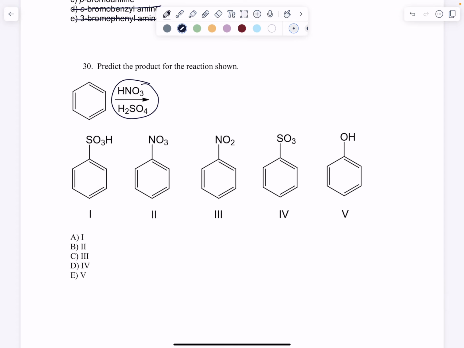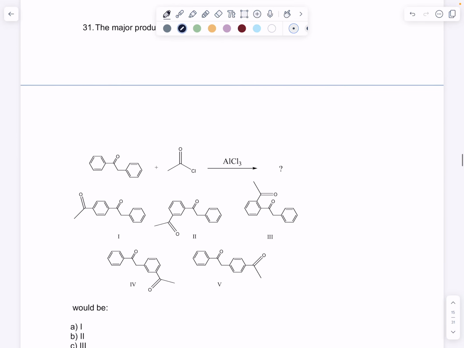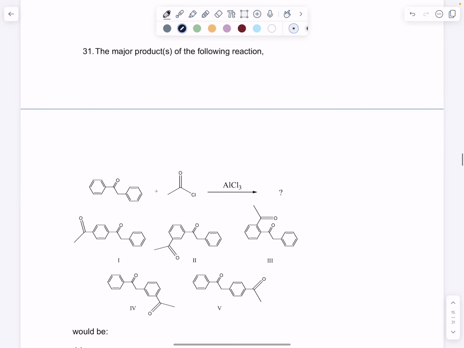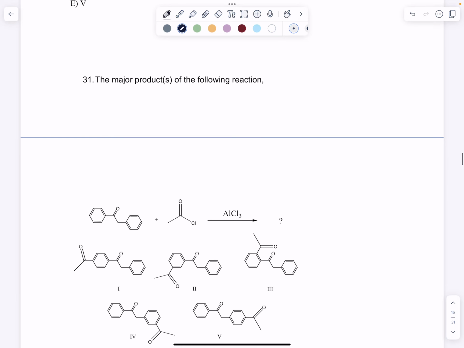I know this is electrophilic aromatic substitution. The clues that point me to that is the benzene ring and I recognize these as the nitro, so they make the NO2. So hopefully you remember that. Major product of the following reaction is, this is acylation. A lot of people had forgotten that one, but it goes very similarly in mechanism to our others.